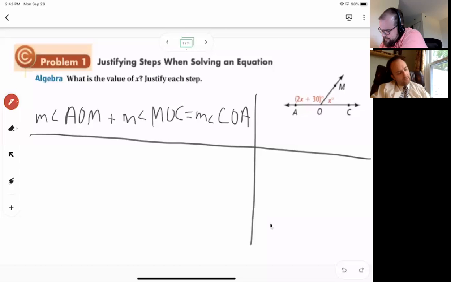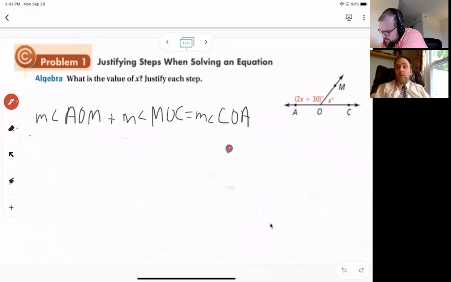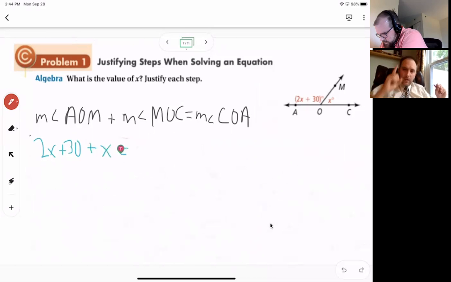Actually, I think we could do it this way. So let's go through it and then we'll kind of do a quick little paragraph. Sure. So, AOM is 2x plus 30. MOC is x, and COA, this is the part where you got to use your thinker there. That's going to be 180. That's true. That's a pretty straightforward answer there.